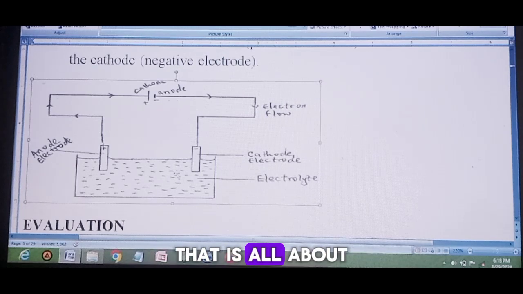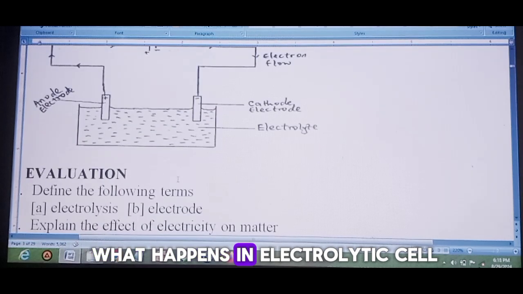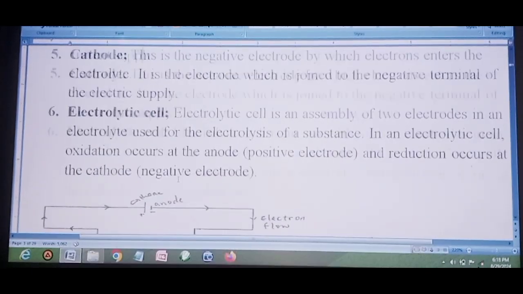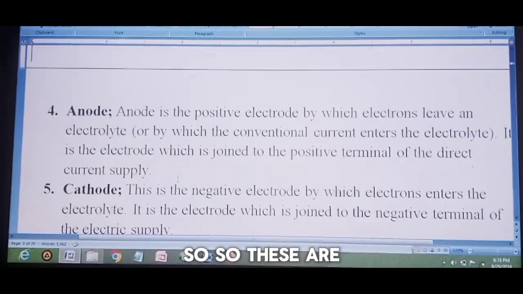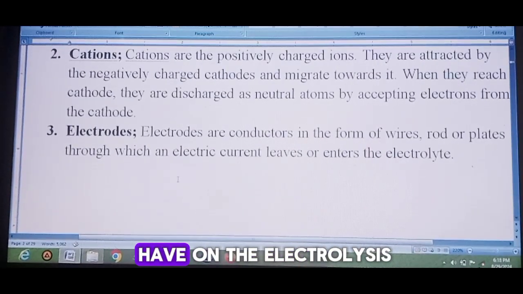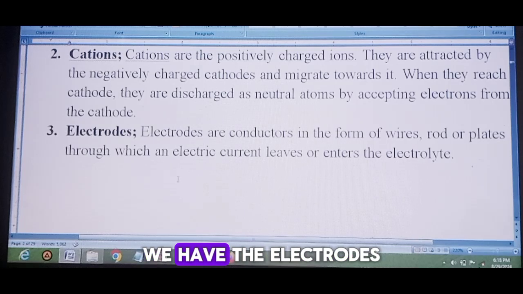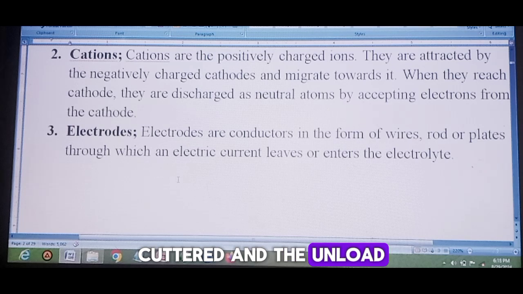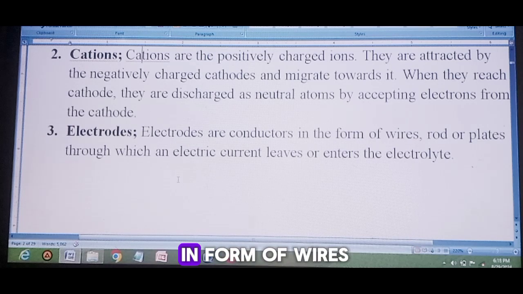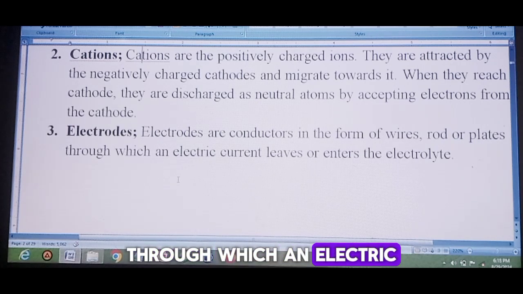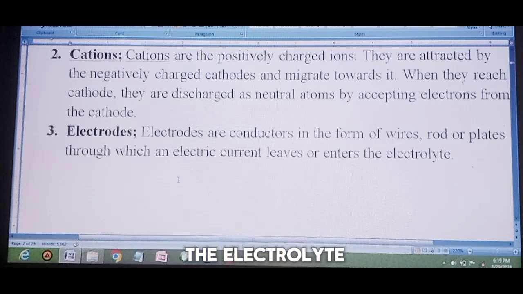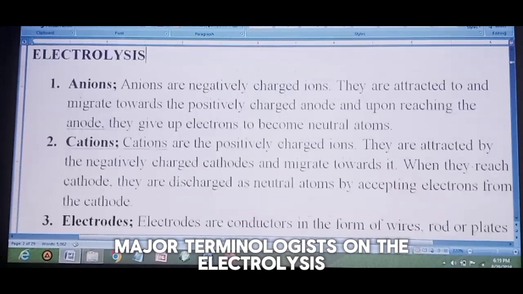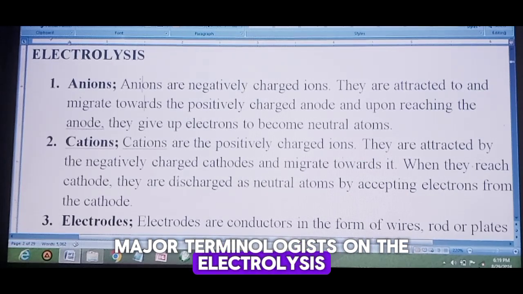Cathode. That is all about what happens in the electrolytic cell. So these are the terminologies that we have under electrolysis. We have the electrodes, which I said there are two types: the cathode and the anode. The electrodes are the conductors in form of wires. It can be copper wire or plates, right? Form of wires, rod or plate, through which an electric current leaves or enters the electrolyte. So these are the major terminologies under electrolysis.